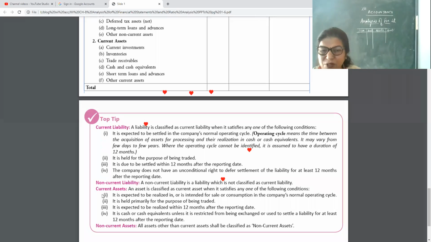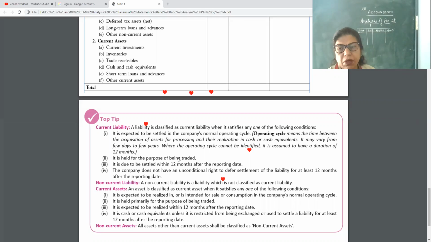Those liabilities which are not current liabilities are known as non-current liabilities. Means that should be paid after 12 months. That is not related to the operating cycle. That is for more than 1 year. Now, what are the current assets? In the same language we can write. Current assets are those assets which are related with the operating cycle. Purpose means being traded, like inventory.